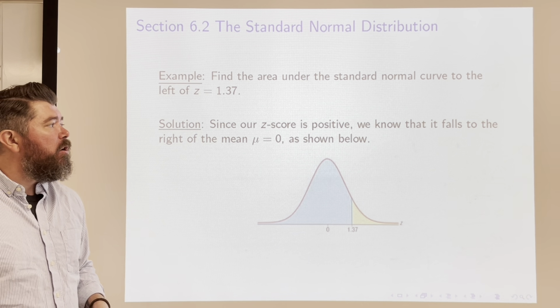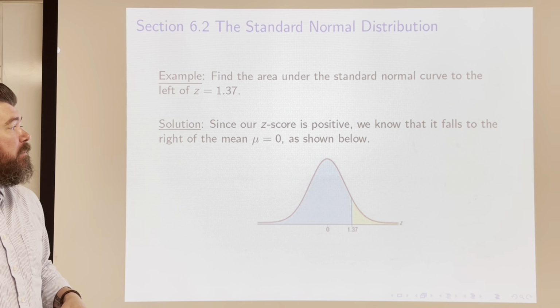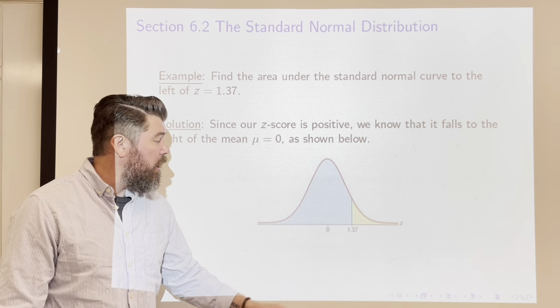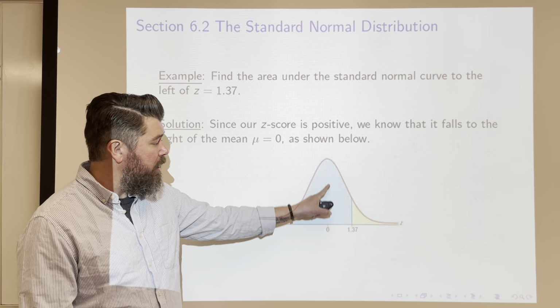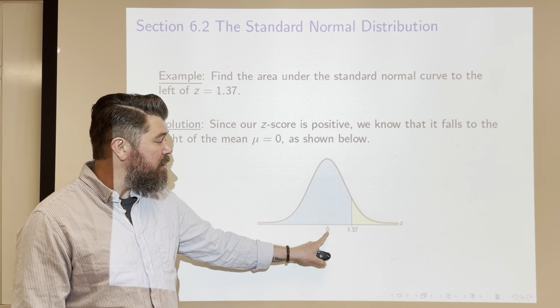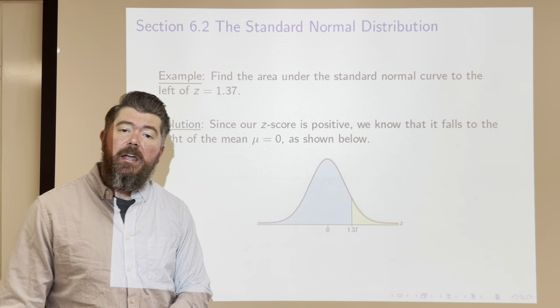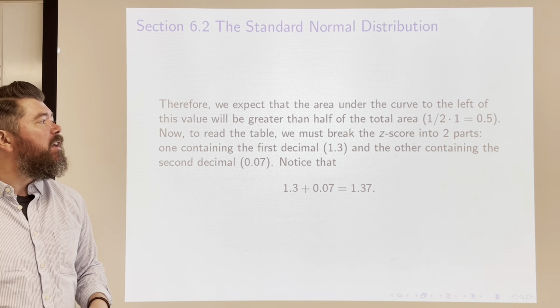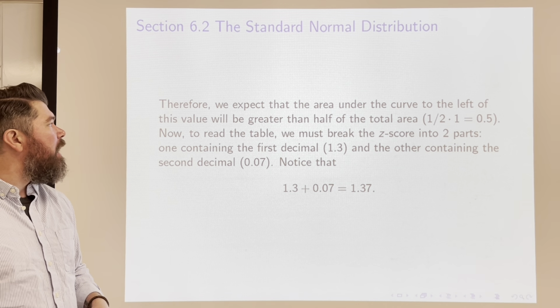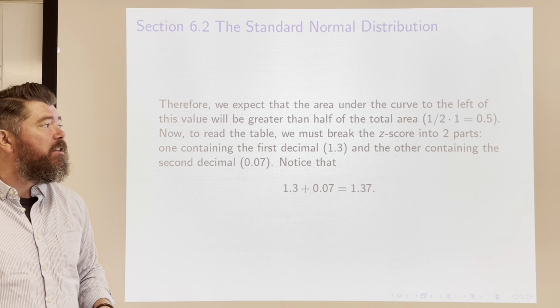Since our Z-score is positive, we know that it falls to the right of the mean. Remember that mu equals 0, as shown below. So here's our generic bell-shaped curve. Our highest point aligns with the mean, 0, and 1.37 on the number line is to the right of 0. Therefore, we expect that the area under the curve to the left of this value will be greater than half of the total area. Remember that this gives us 0.5.